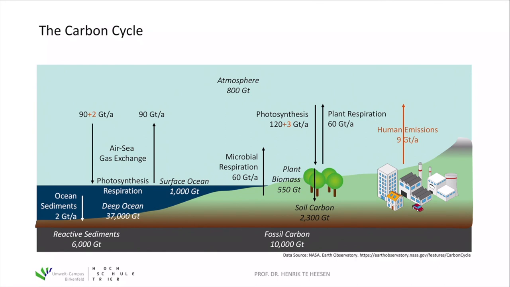So we add more carbon to the atmosphere that leads to a higher concentration of carbon dioxide and methane and other carbon-based molecules, and this leads to an increase of greenhouse gases in the atmosphere and an increase of temperature. And so human activity disturbs this carbon cycle and leads to this climate change and climate warming.